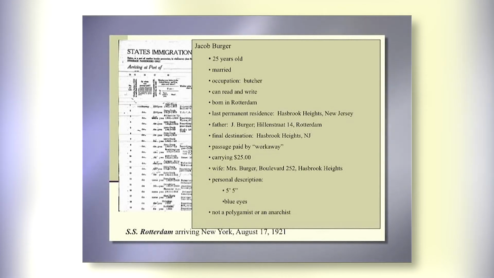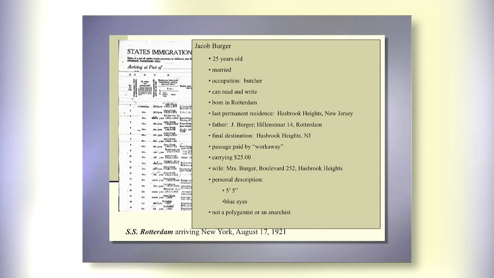One of the people on board this ship is Jacob Berger. He's 25 years old. He is married. He is a butcher. He can read and he can write. He was born in Rotterdam, and his last permanent residence is in New Jersey. It also gives you the address of his father, who still lives in Rotterdam. Tells you that his final destination is back to New Jersey. He paid his passage by workaway, which means that he worked on board the ship in order to pay his passage. He is carrying $25.